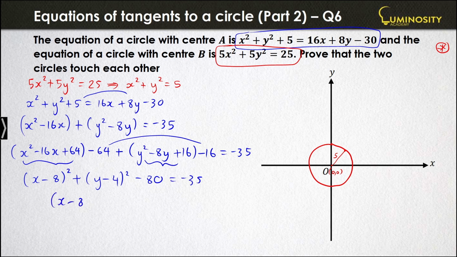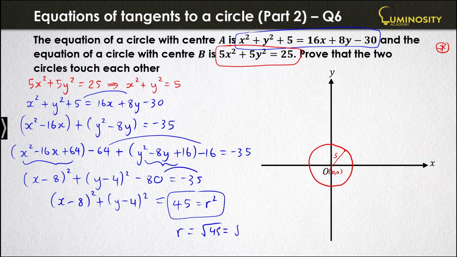So now you have x minus 8 all squared plus y minus 4 all squared. And if I add 80 to there, that should give me 45. That is your r squared value here. So if r squared is 45, then r is the root of 45, which is the root of 9 times 5, which is 3 root 5. So that's the radius length, 3 root 5. Now, negative 8, negative 4, that center point is then 8, 4. 8, 4 is going to be somewhere up here.